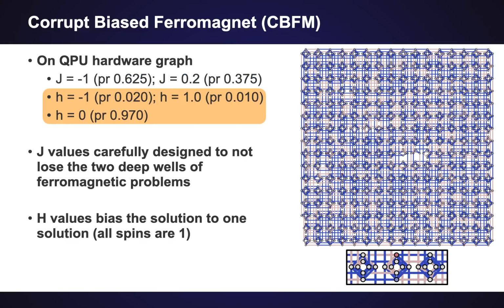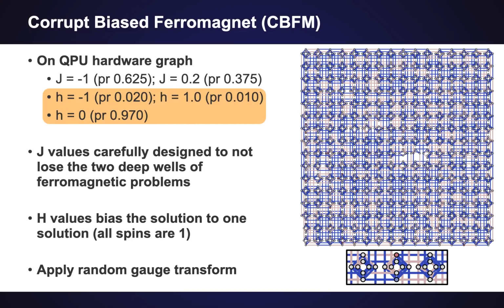the spins together. The second thing you can look at is these probabilities of the H values. The H's are mostly 0, 97% of the time it's 0. But then on a rare event, there is going to be a -1 or a 1, and these are biased towards -1. So you have a 2% probability of getting -1 and a 1% probability of getting 1. This biases the solution towards one particular side of a ferromagnet, which is all -1 or all 1.